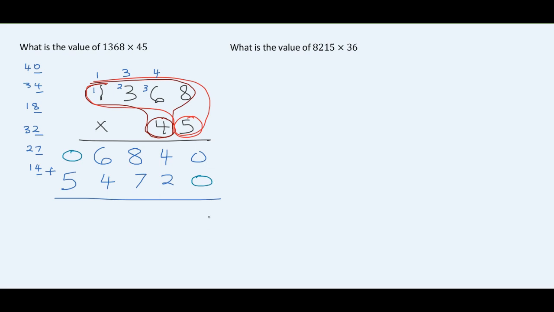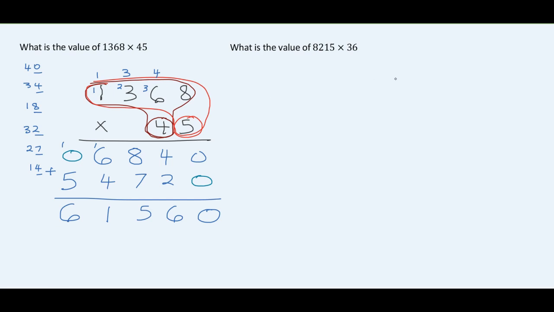0 plus 0, we have a 0 here. 4 plus 2, we have a 6. 8 plus 7, we have a 15. So we're going to write down the 5 and bring the 1 up here. 6 plus 4 plus 1 is 11. So we're going to write 1 down here and take 1 up here. 1 plus 0 plus 5 is 6.